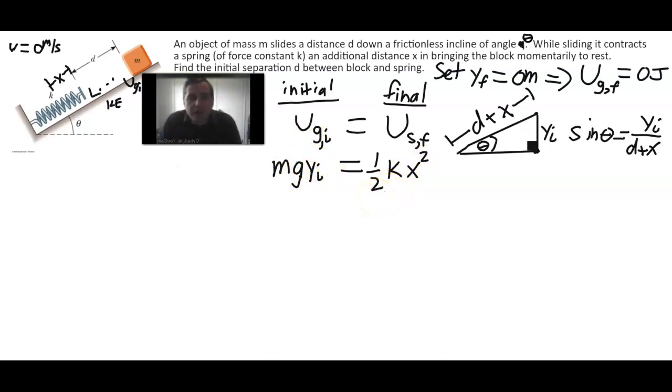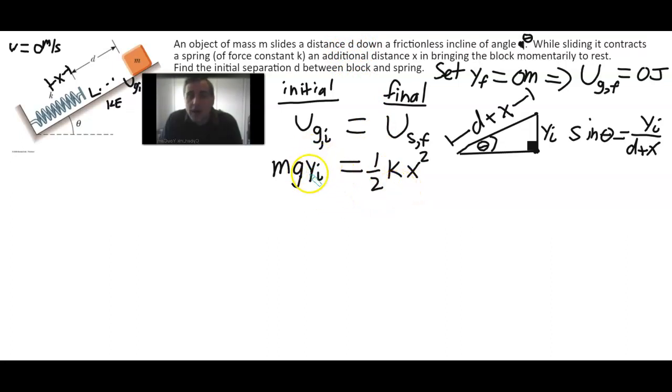But y initial is not something that's given in the problem. We're sort of assuming we know what d is, or we're finding d. We know what m is. We know what theta is. We know what k is, and we know what x is. So m, theta, k, and x presumably are all things we can measure. We can't easily measure y initial, and we can't easily measure d, but we want to find what d is.